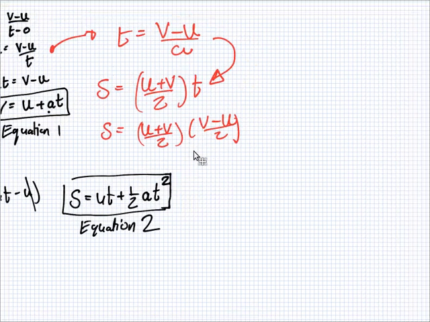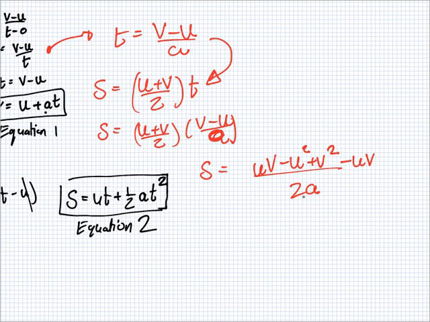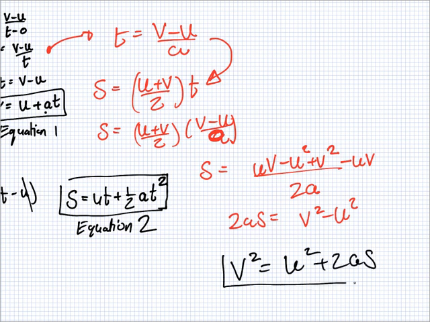Okay, so let me just continue down here. S equals, I said 2 here, I should have said A. So 2 times A is 2A. U times V is UV. U times U is U squared. V times V is V squared. And then V times U is UV. Well, that's good because the minus UV and the UV cancel. I can bring the 2A up. So I have 2AS equals V squared minus U squared. So finally I get V squared equals U squared plus 2AS. That is equation 3.